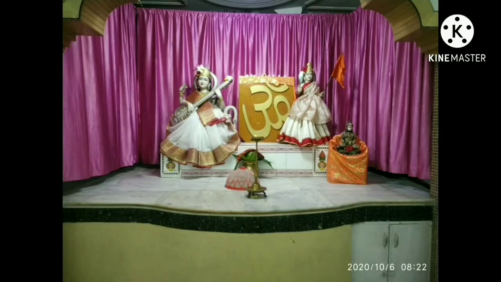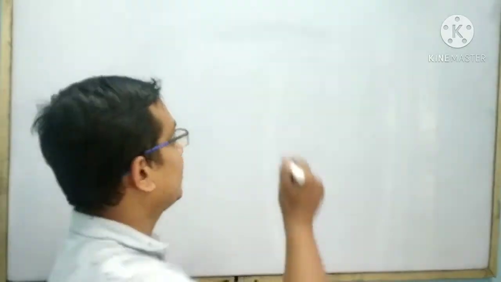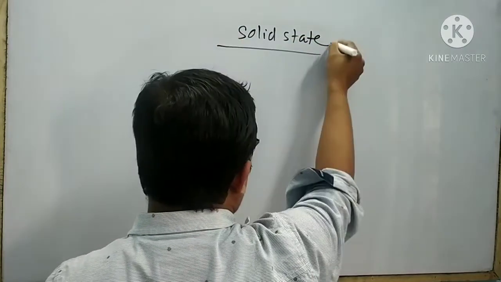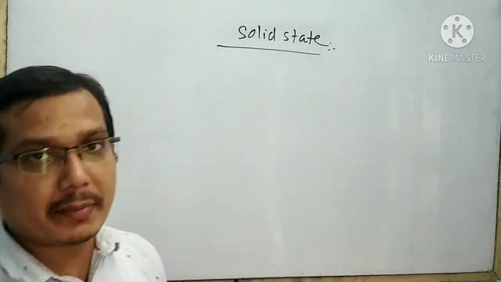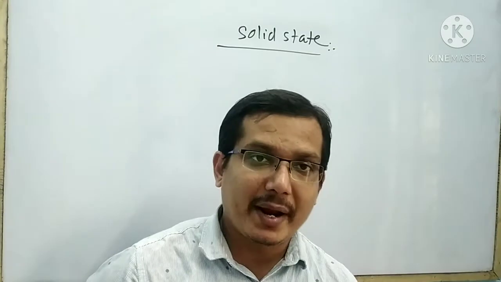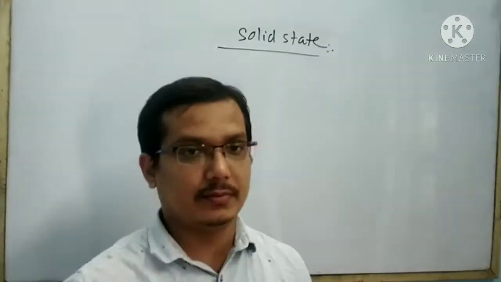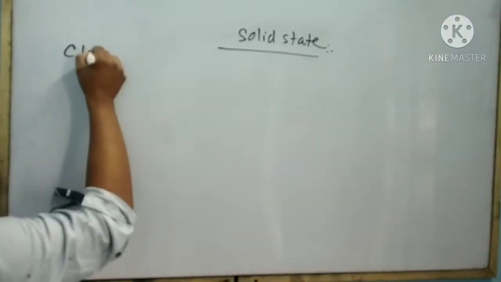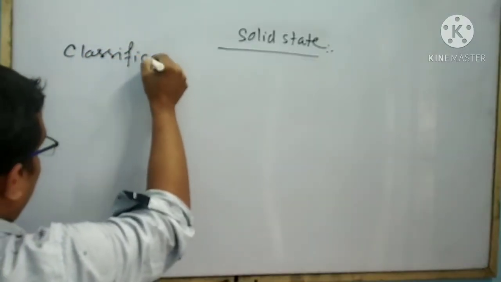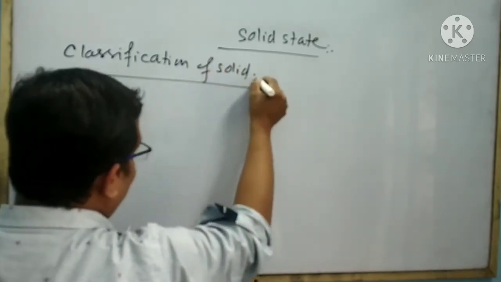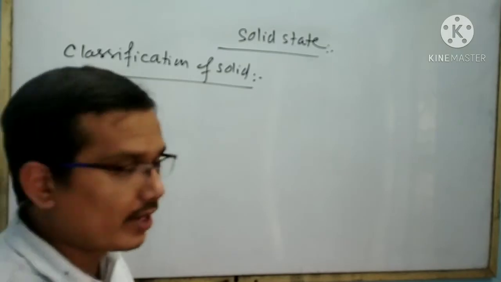Shanti. Swastha. Dear student, now I will discuss a new chapter, that is your solid state. It is a physical state of matter in which the matter has definite shape and definite volume. Classification of solid. Solids are classified into two types.